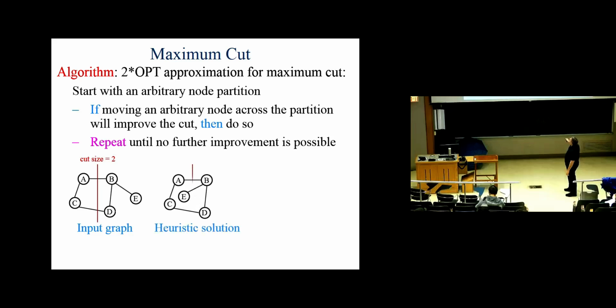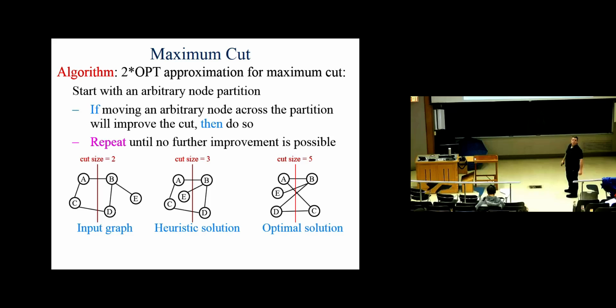So for example, we flip the E across, and that increases the cut size from 2 to 3, because now 3 edges cross the red cut. And that's it. We output that because no more nodes can be flipped in order to improve the solution.